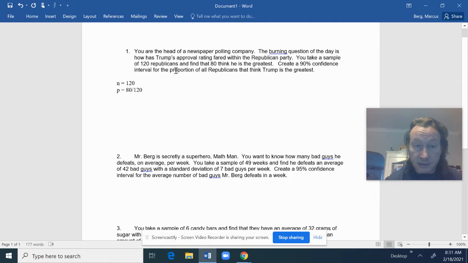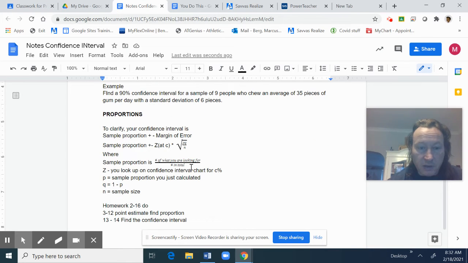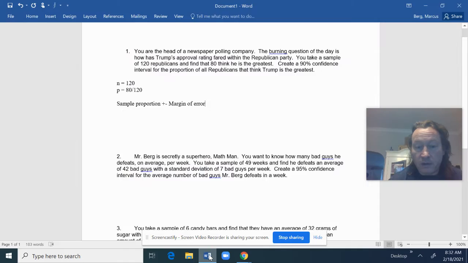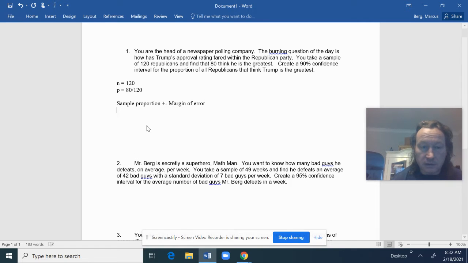For the proportion, you see it tells me right here, it's for the proportion of our Republicans. So it's a proportion, so it's going to be my sample proportion plus or minus my margin of error. Because we know that comes from here. So here's my notes. I need this. And we might as well take all this with you, right? So whenever you're doing these problems, you can take everything with you from the notes, stick it in.